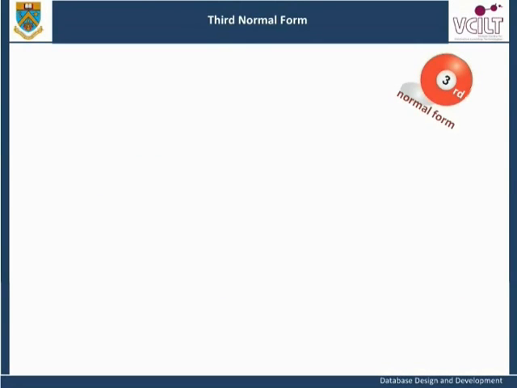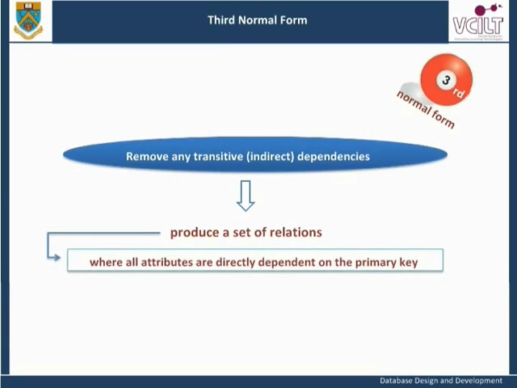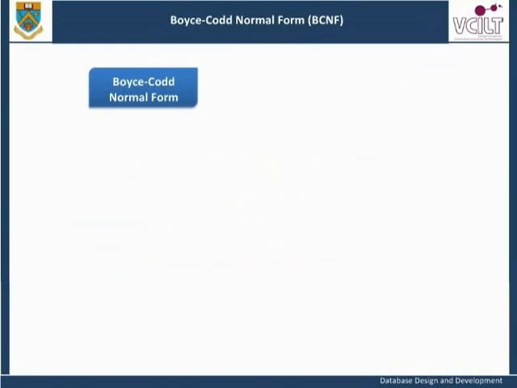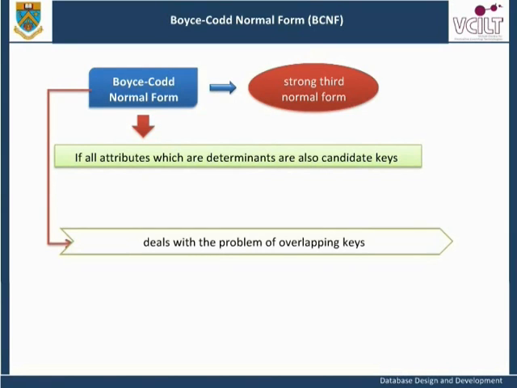Third normal form: remove any transitive, indirect dependencies from the set of second normal form relations to produce a set of relations where all attributes are directly dependent on the primary key. A relation is in Boyce-Codd normal form if all attributes which are determinants are also candidate keys. Boyce-Codd normal form is stronger than third normal form and is sometimes known as strong third normal form. Transformation into Boyce-Codd normal form deals with the problem of overlapping keys.